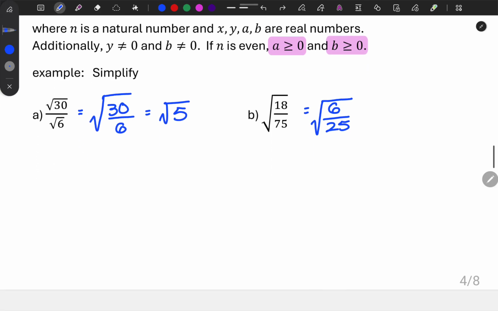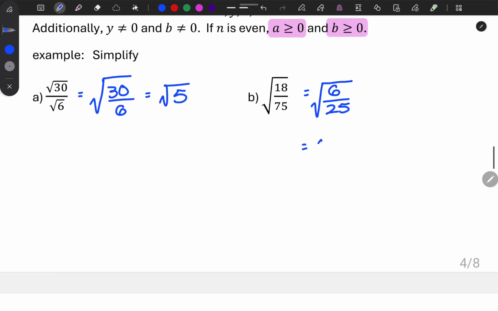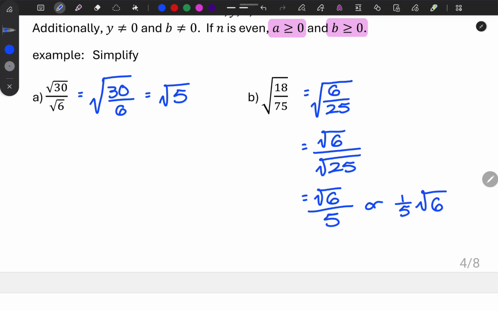Just to make it really clear, what I'll do with this one is I will break it up into the square root of 6 over the square root of 25. Now we no longer have a fraction in a radical, but we are dividing by a square root. Luckily, the square root of 25 is just 5, so this is root 6 divided by 5, or root 6 over 5. You may occasionally see a fractional coefficient like 1 over 5 times root 6. That would also be equivalent. I would probably prefer this most of the time.